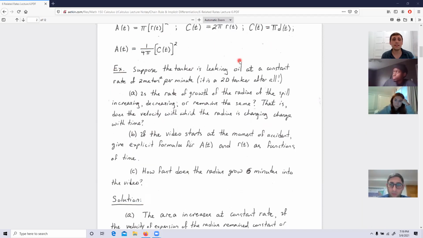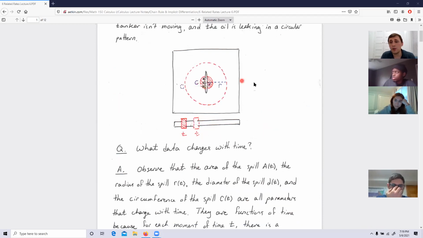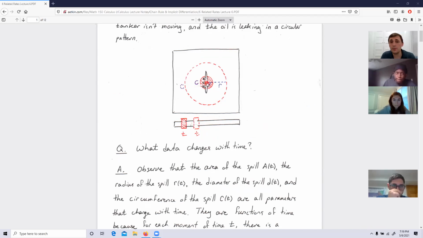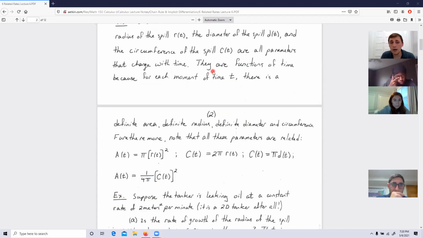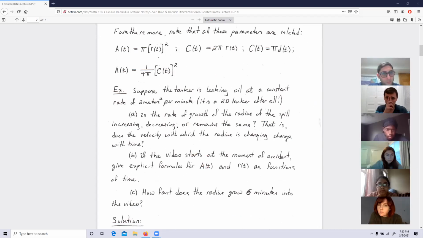So let's try to carry out some calculations, guys. Here is that video, right? Remember, area grows at a rate of 2 square centimeters per minute. If we begin the video from just when the leak began, when the area was 0, I would like you to give me an explicit formula for A of t, for the area in terms of time. Could you do that? What's the area in terms of time if the video begins from the start of the leak?